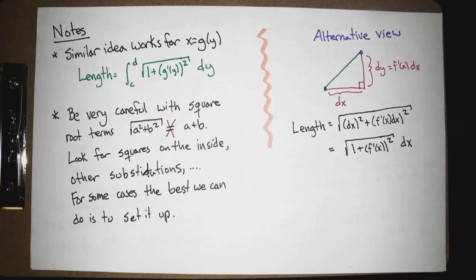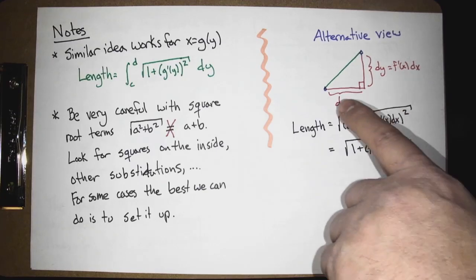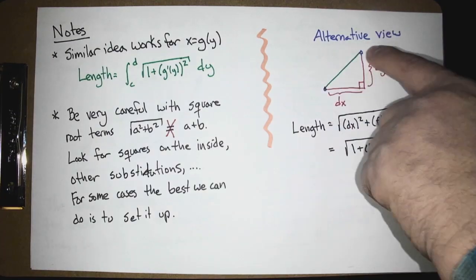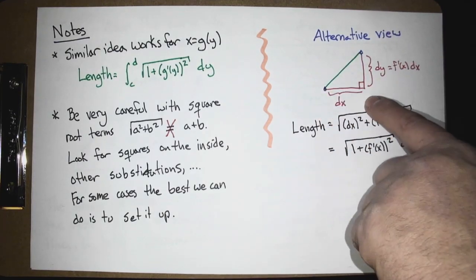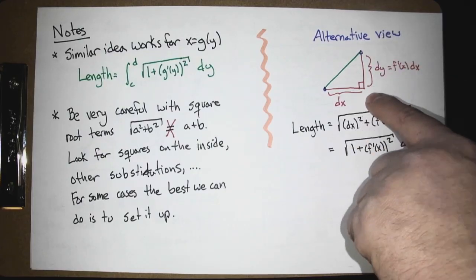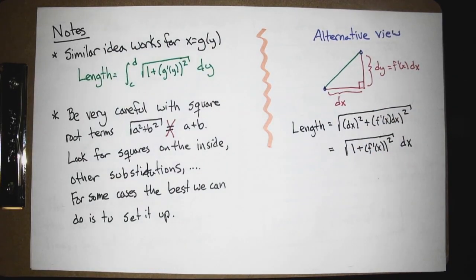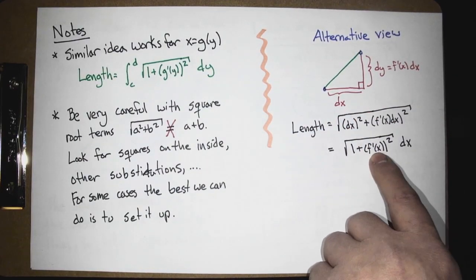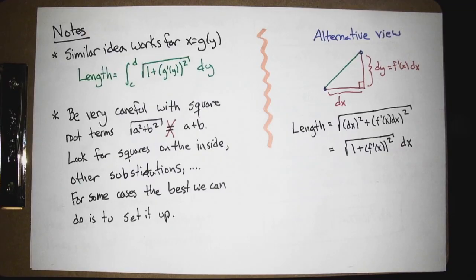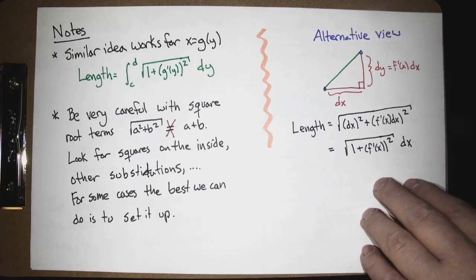Here's another way you can think about what's going on. If you zoom in, here's our piece that we zoomed in. Our dx is our change in x, and our dy is f prime of x dx. And then if you just work through the Pythagorean theorem, that's the piece that comes out. All right. Well, let's try a problem.